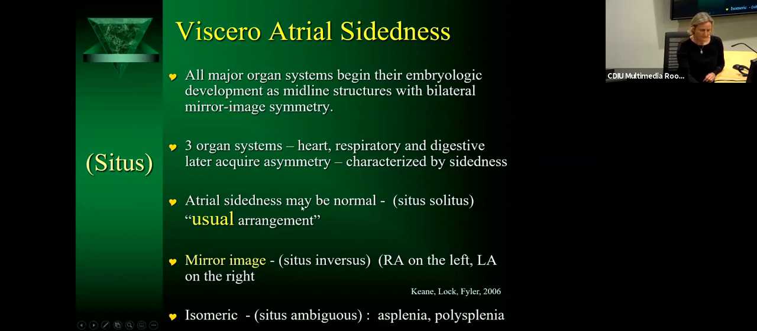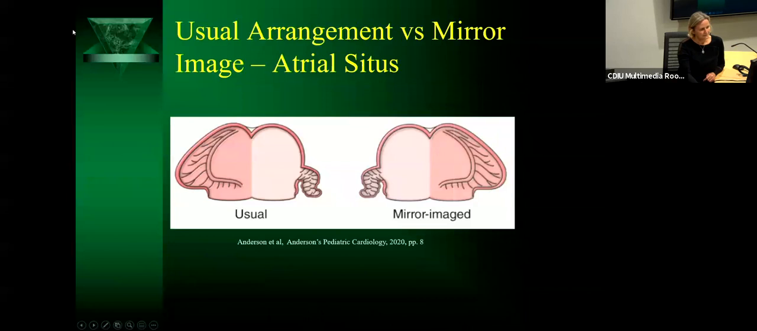So atrial sidedness then may be normal, mirror image, situs inversus, so the right atrium is on the left side and the left atrium is on the right side, or isomeric, where it's situs ambiguous, so they may be asplenic or polysplenia. So here's the usual arrangement versus a mirror image.